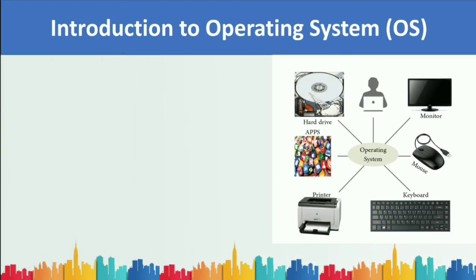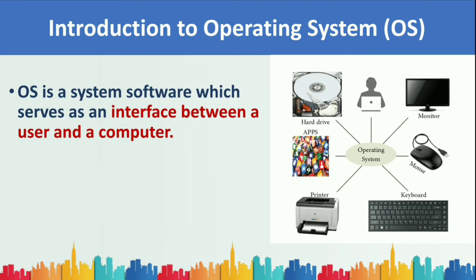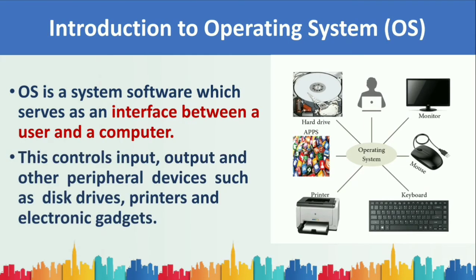So let's move on to the next topic, that is introduction to operating system. First of all, an operating system is a system software which serves as an interface between user and computer. Look at the picture here. The user is actually using the computer. The direct communication is with the operating system. So this software works as the interface between the hardware and the user. This operating system controls all the peripheral devices and works as a platform between hardware and the user.